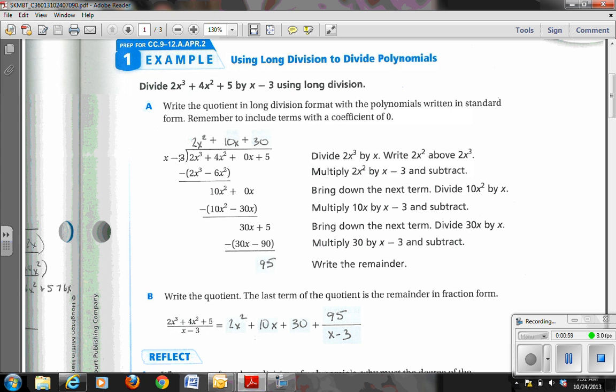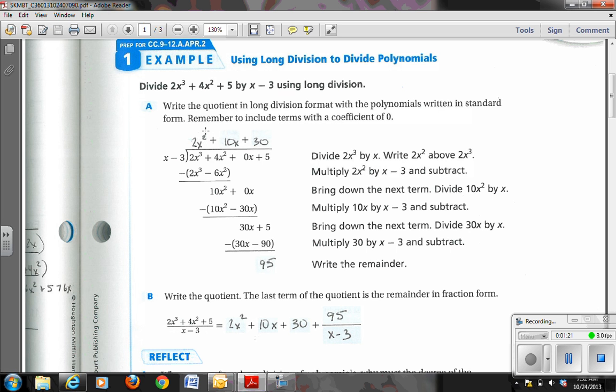And when I'm trying to figure out what to put up top, I'm just looking at this x here, and I'm just looking at this highest power of x here. And I'm thinking in my head, what can I multiply this by to get this? So x times 2x squared would give me this. So 2x squared is what I put up on top.